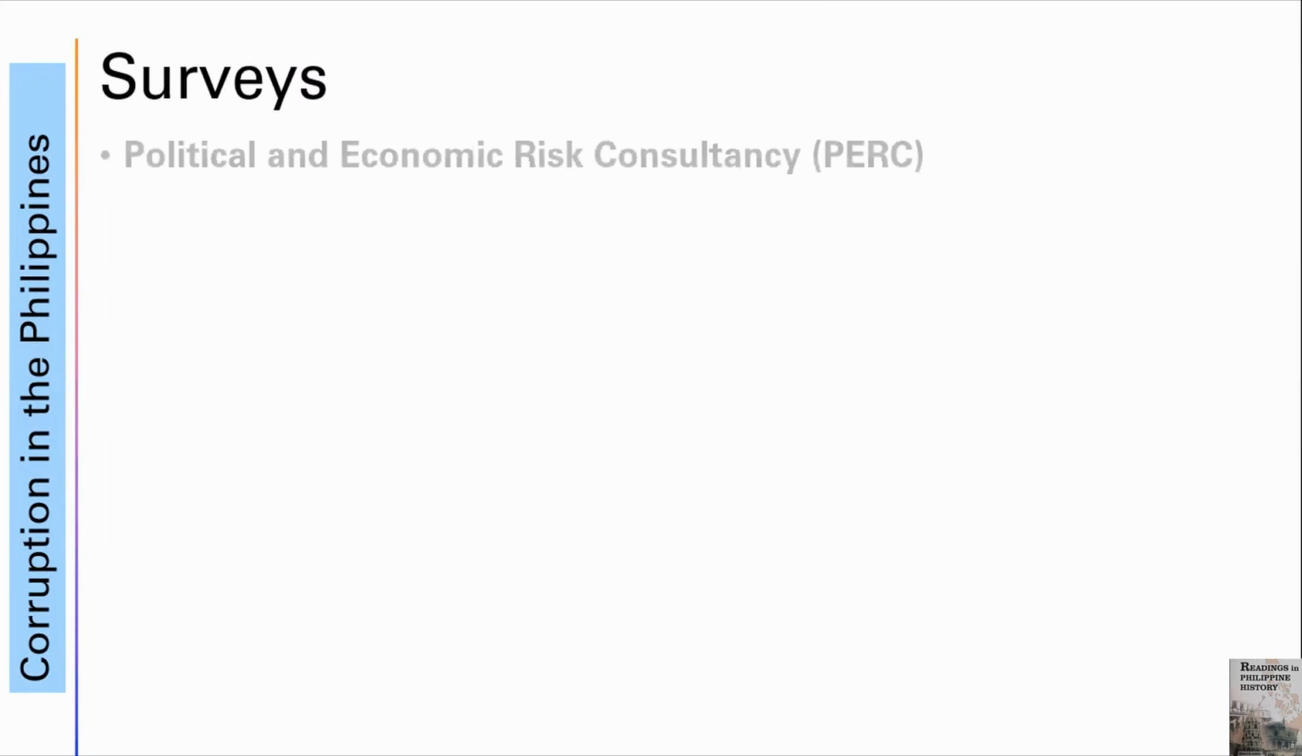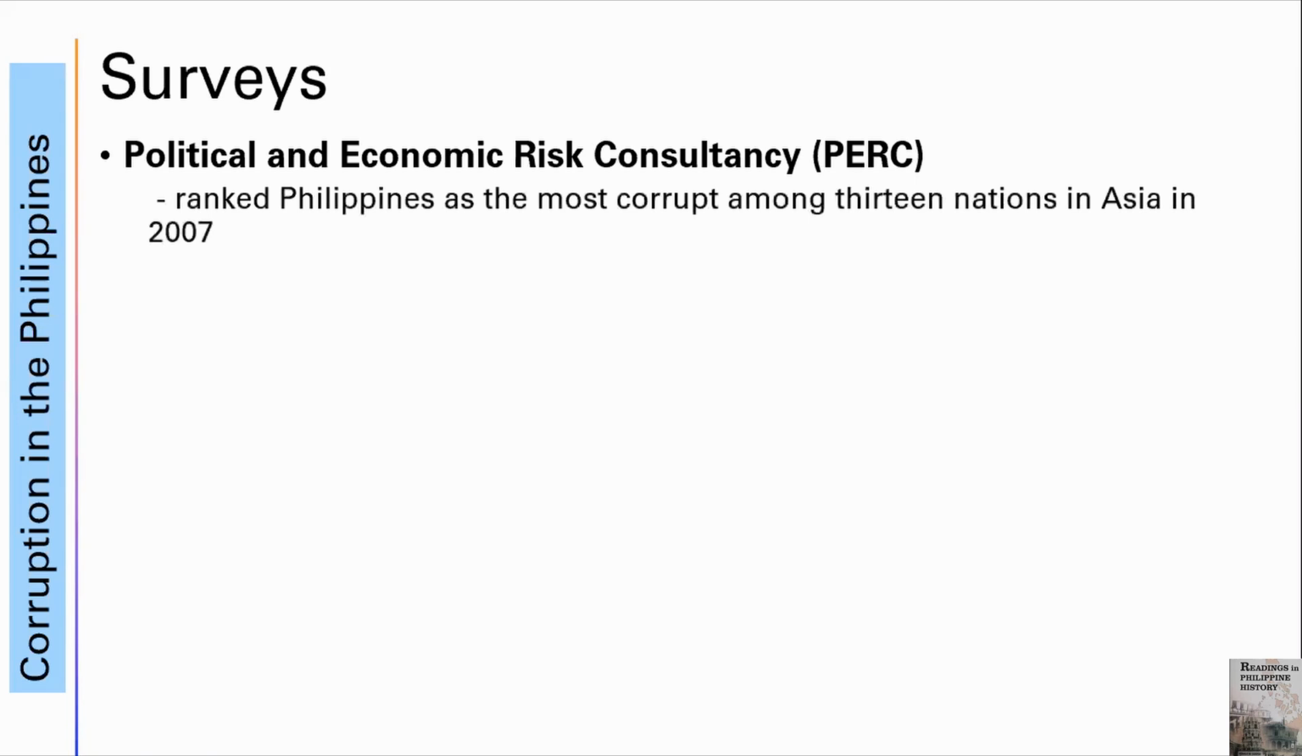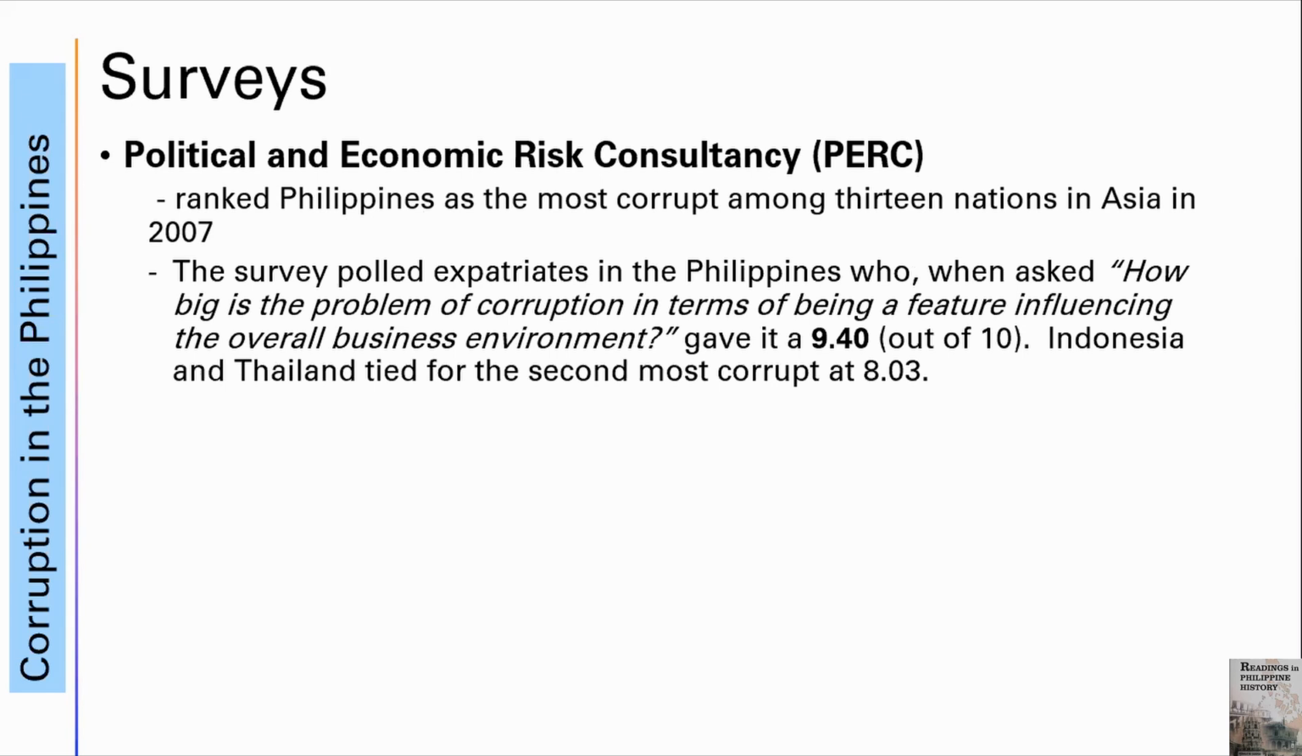According to the Political and Economic Risk Consultancy, or PERC, the Philippines was ranked the most corrupt among 13 nations in Asia in 2007. The survey polled expatriates in the Philippines who, when asked how big the problem of corruption is in influencing the overall business environment, gave it 9.4 out of 10. Indonesia and Thailand tied for second most corrupt at 8.03. So, grabe ang Philippines.